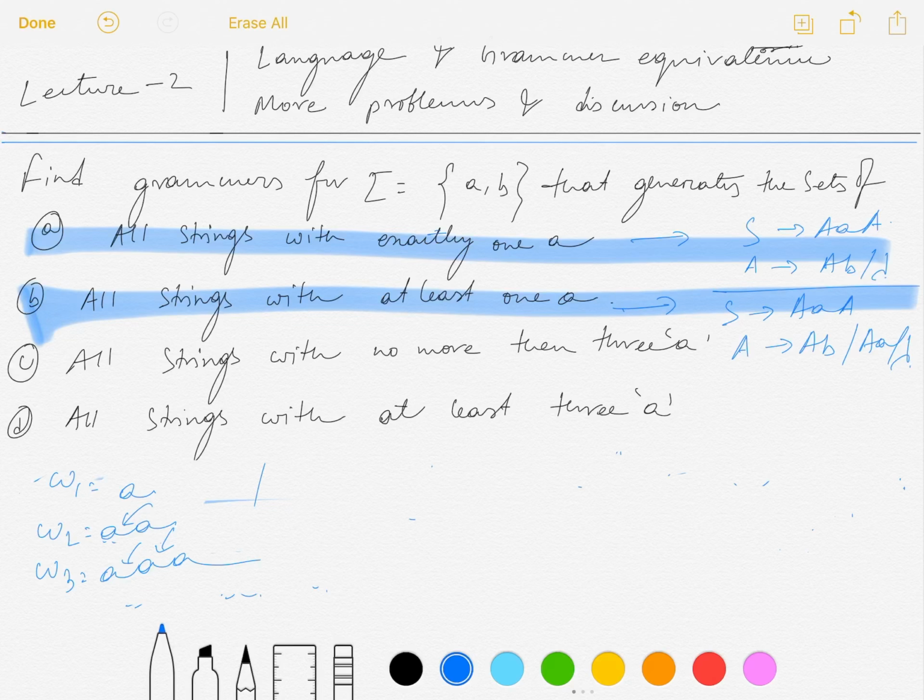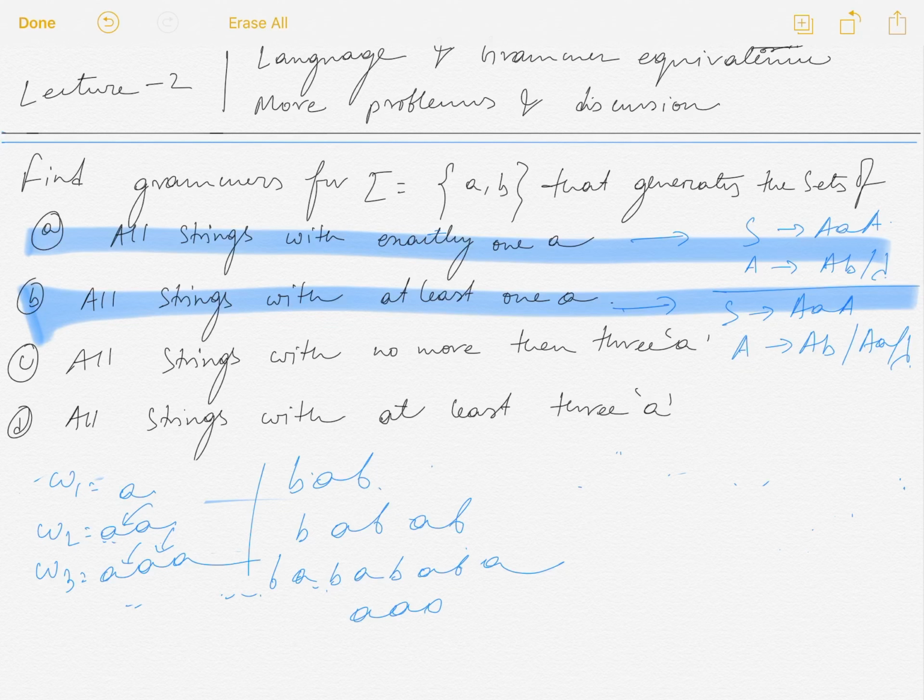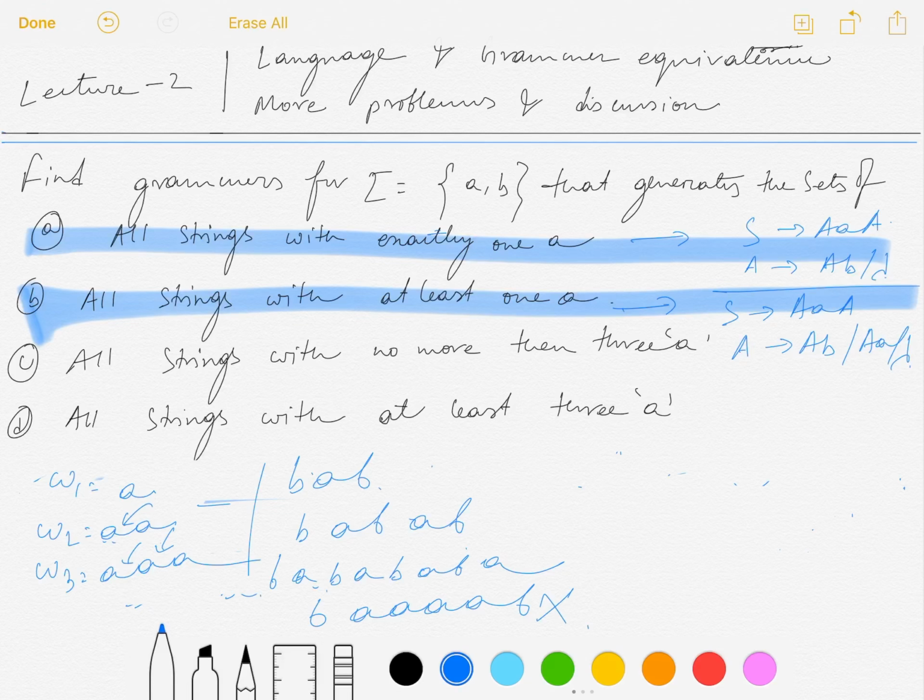So, it may be like this also, it may be b a b, or it may be b a b a b, or it may be b a b a b a b, but I cannot write 4 a. So, it is not accepted. So, for a, the restriction is that no more than 3 a will be there. So, 2 a is also accepted, 1 a is also accepted, even no a is also accepted, but for the b there may be any number of b. So, how can it be ensured? Let us see.